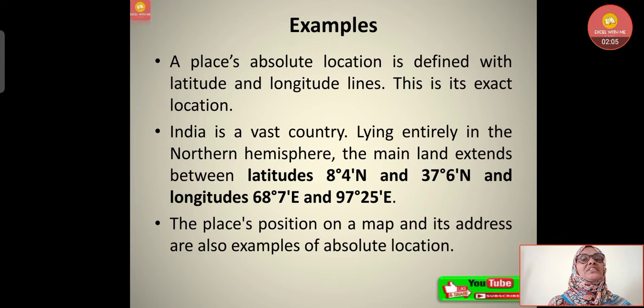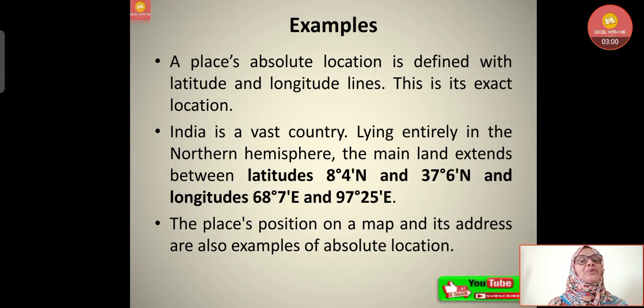Now let's see some examples. A place's absolute location is defined with latitude and longitude lines. This is its exact location. With the help of the imaginary lines, longitudes and latitudes, we understand the exact location of a particular place, absolutely where it is located. India is a vast country lying entirely in the northern hemisphere. The mainland extends between latitudes 8 degree 4 minutes north and 37 degree 6 minutes north, and longitudes 68 degree 7 minutes east and 97 degree 27 minutes east. So this is the example through which we understand exactly where a particular country or a region is located in the globe or the world map.